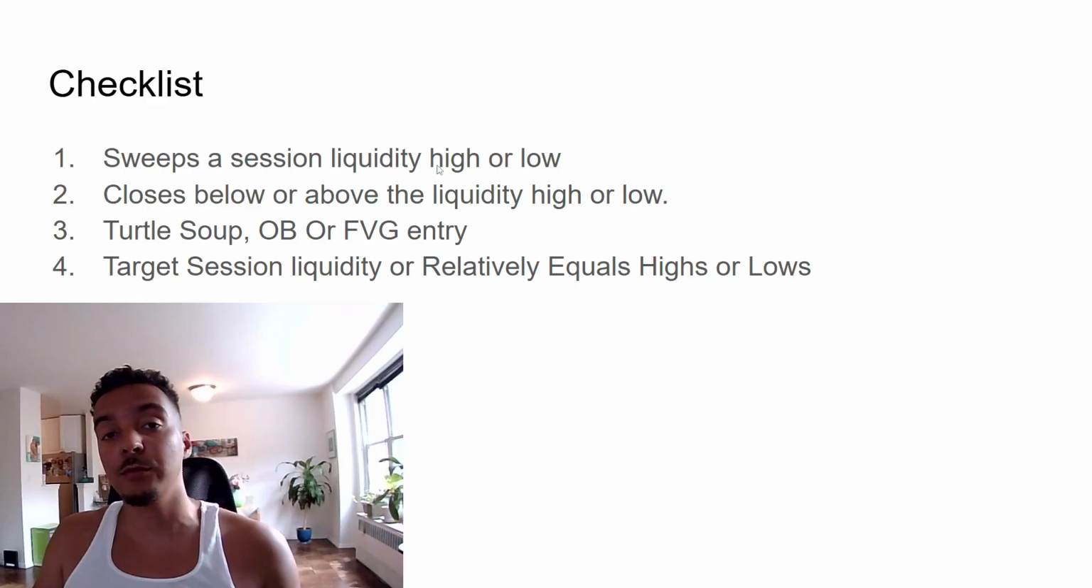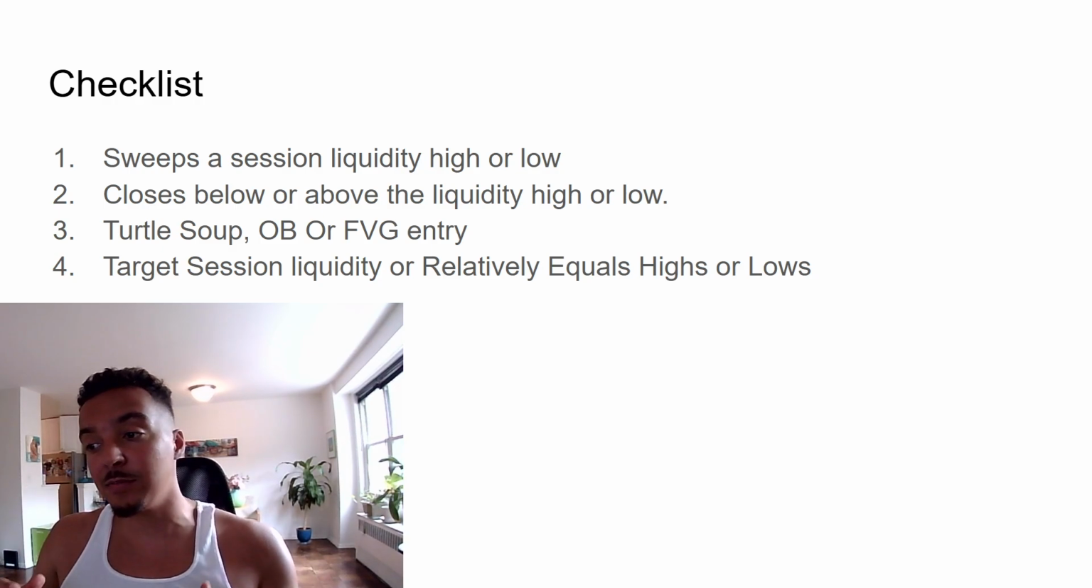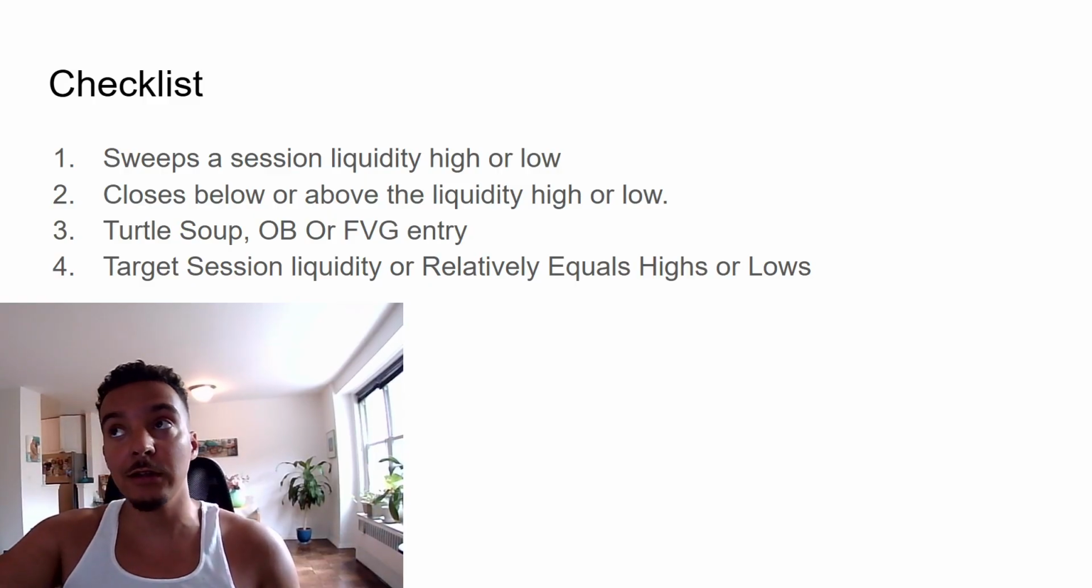This is a very simple model. To get funded, I think you need a simple model that repeats almost every day, or it has a clear distinction between an A+ setup. So once again, A+ setups are relatively equal highs, relatively equal lows in the session. That is your setup. That is your A+ setup. And then you're looking for opposing liquidity.